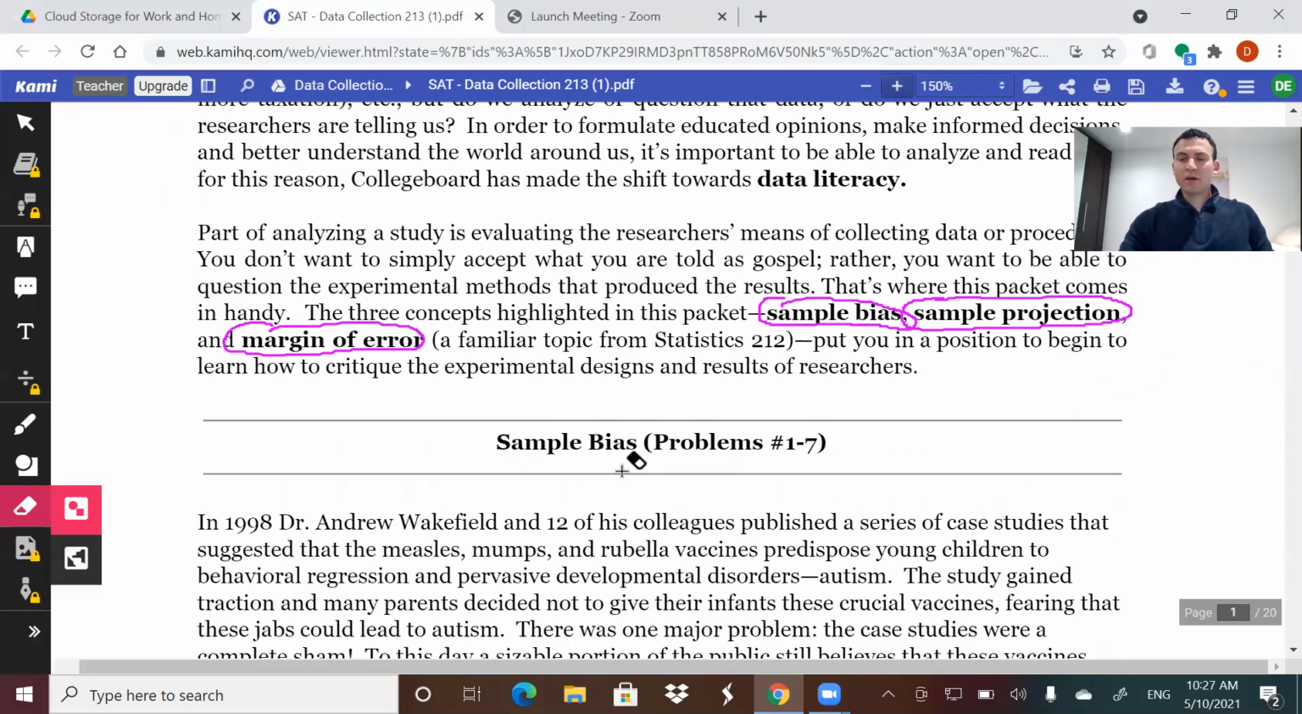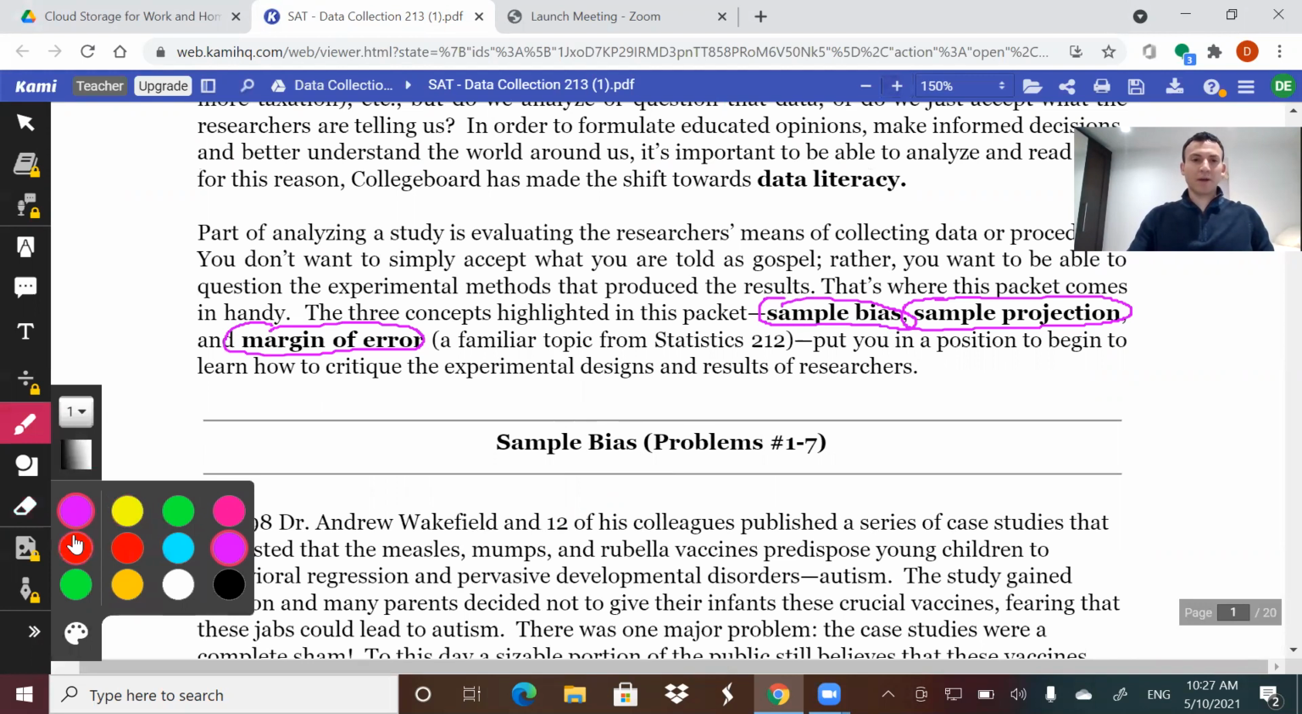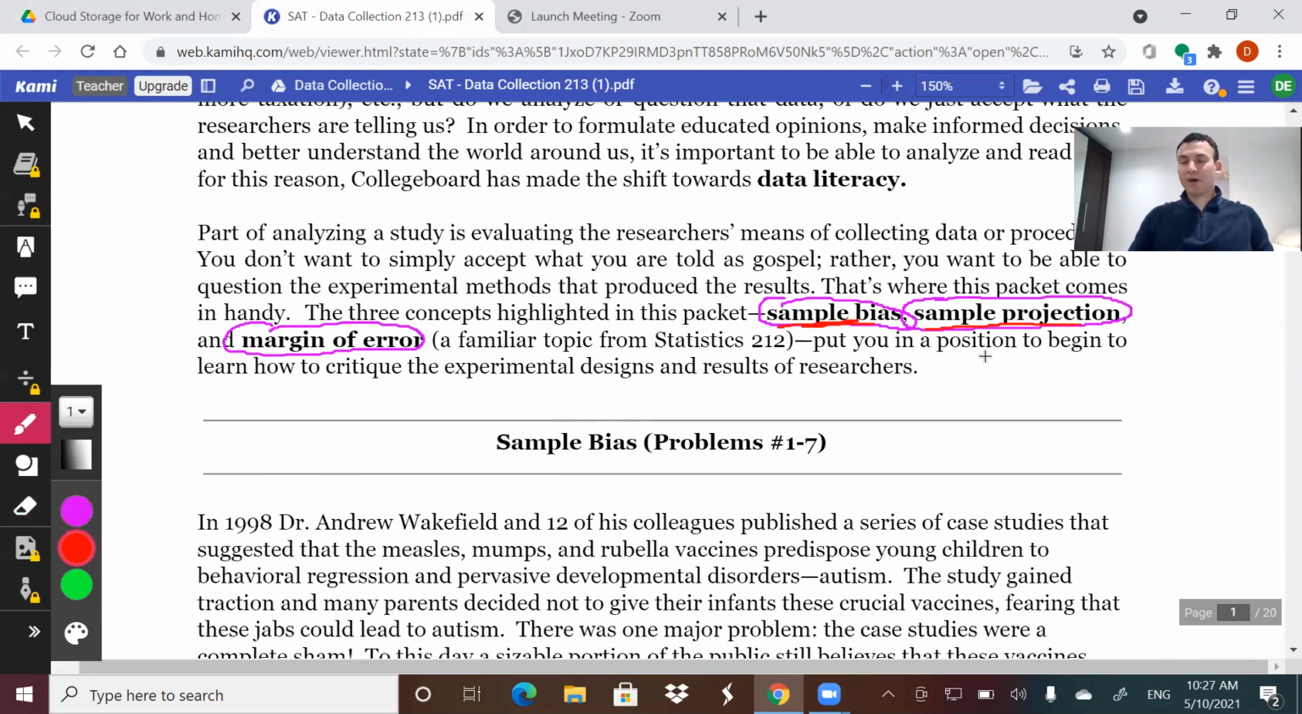So there are 3 parts to this worksheet. We're going to look at problems that test you on sample bias. We're going to look at problems that deal with sample projection, and last but not least, margin of error when you take a sample. So let's start with sample bias.